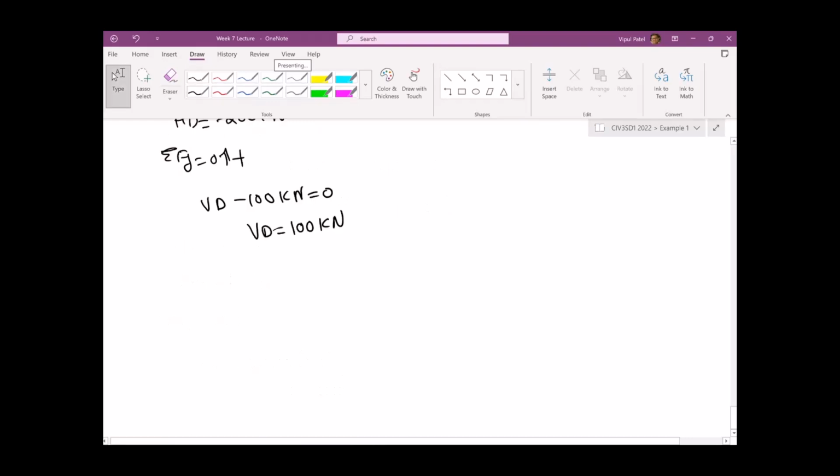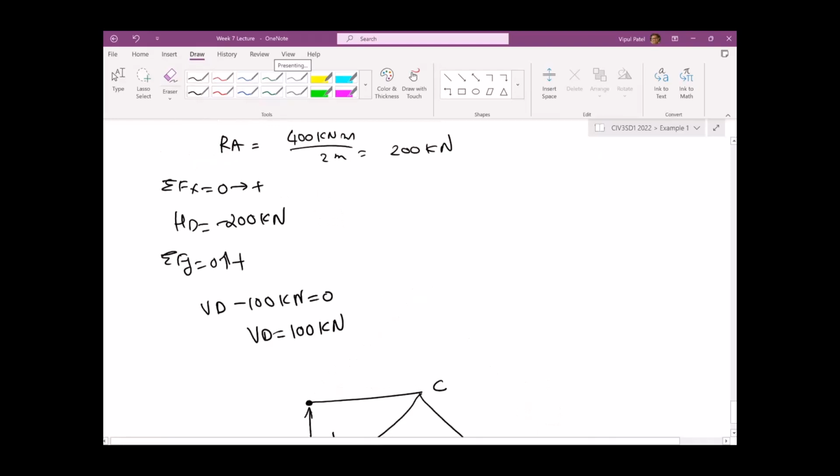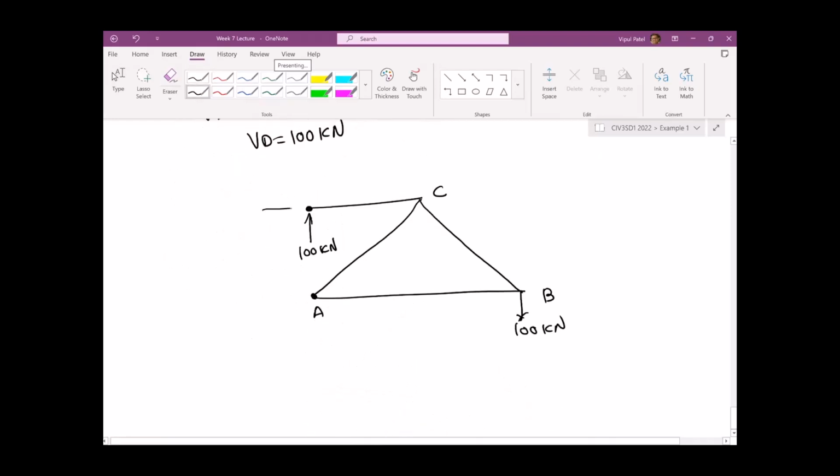So if I redraw the system here, this is point D, this is point C, this is point A, and the 100 kilonewton load at point B. VD is 100 kilonewtons up, HD is 200 kilonewtons in the negative direction, and RA is 200 kilonewtons positive, with the dimensions 2 meters, 2 meters, square root 8, and 2 meters.